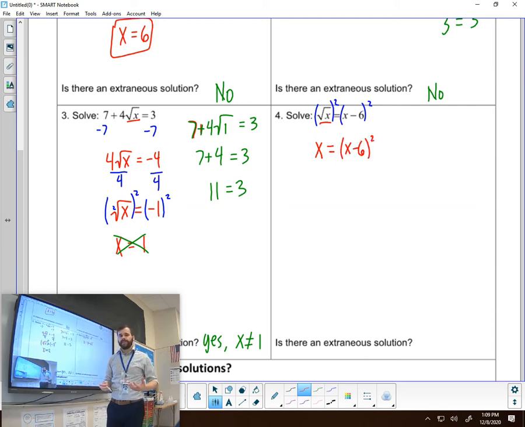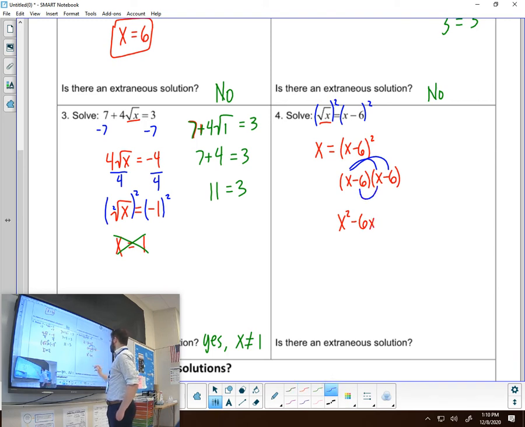Now, hold on. I have a lot of work to do to solve this, don't I? If I have x minus 6 squared, that means I need to work that out. So let's do that. We're going to get x minus 6 times x minus 6. So we're going to go x times x is x squared. x times negative 6 is negative 6x. Negative 6 times x is negative 6x. And negative 6 times negative 6 is going to be a positive 36.